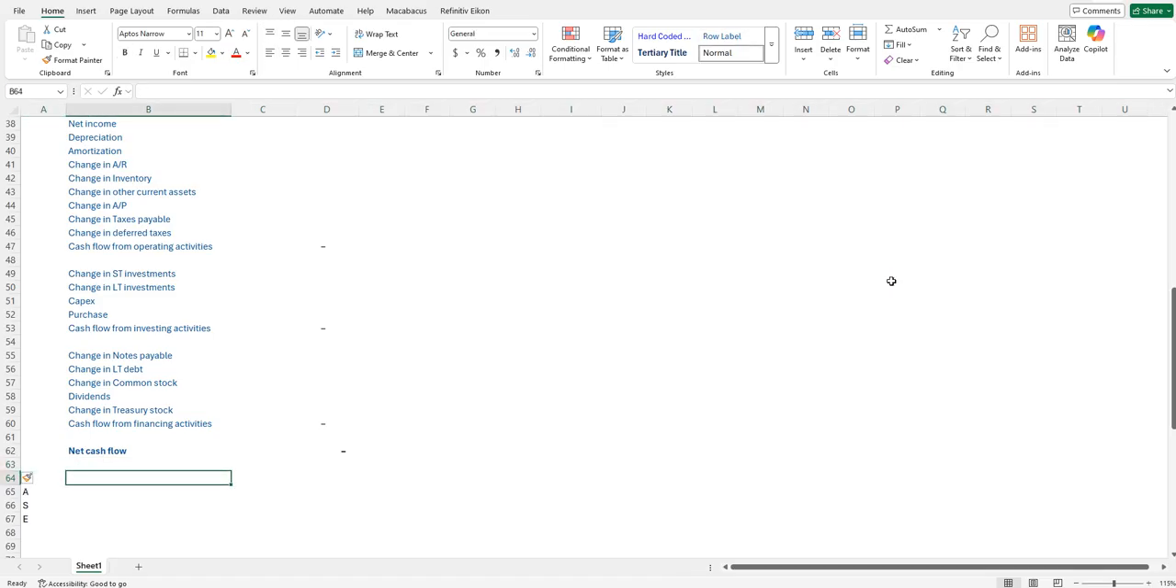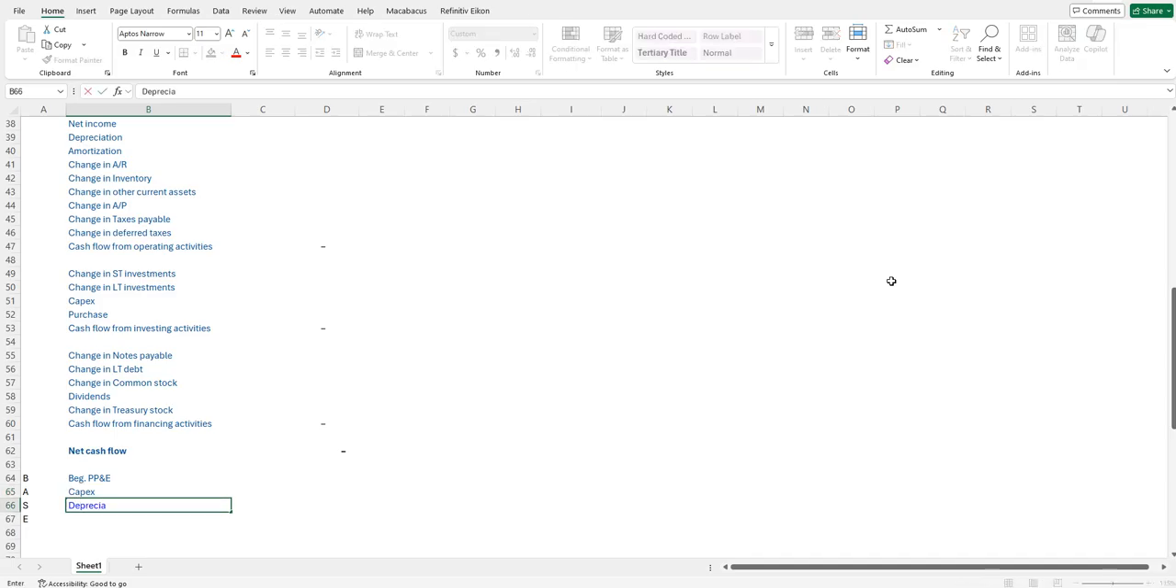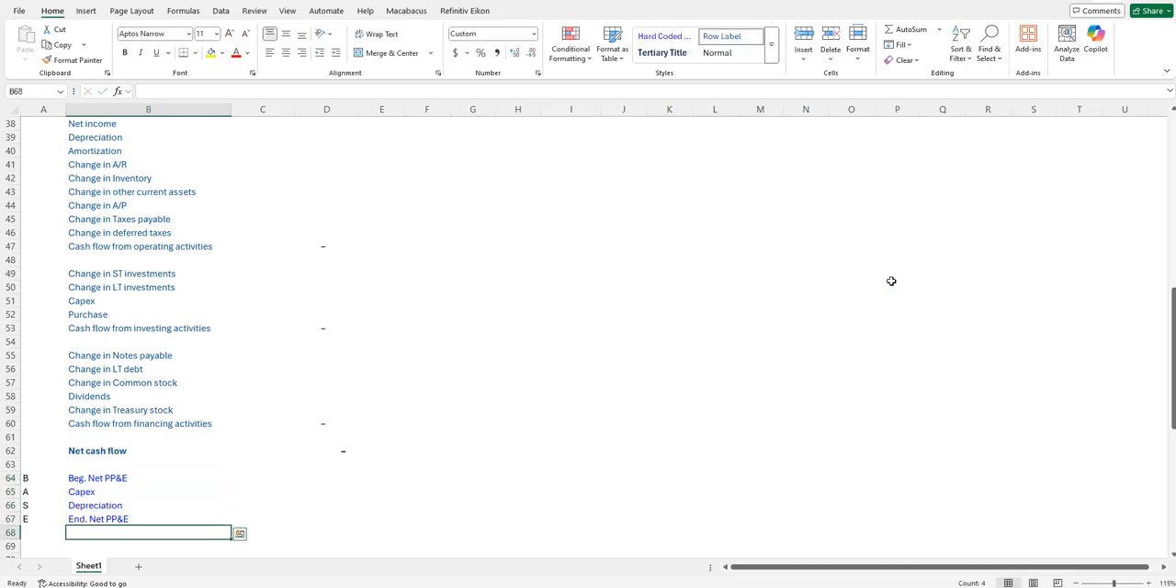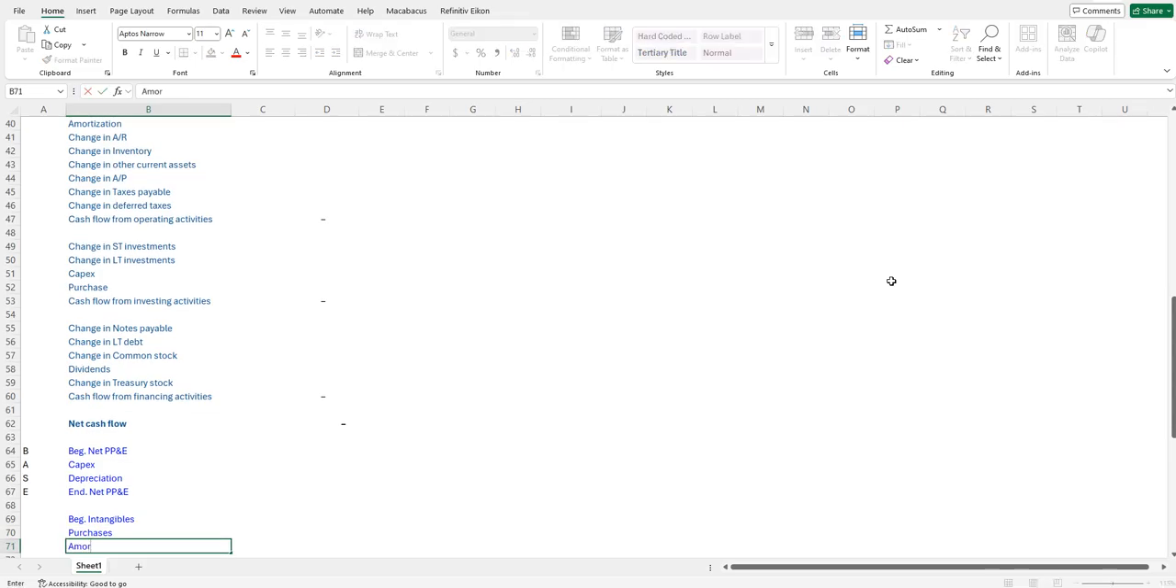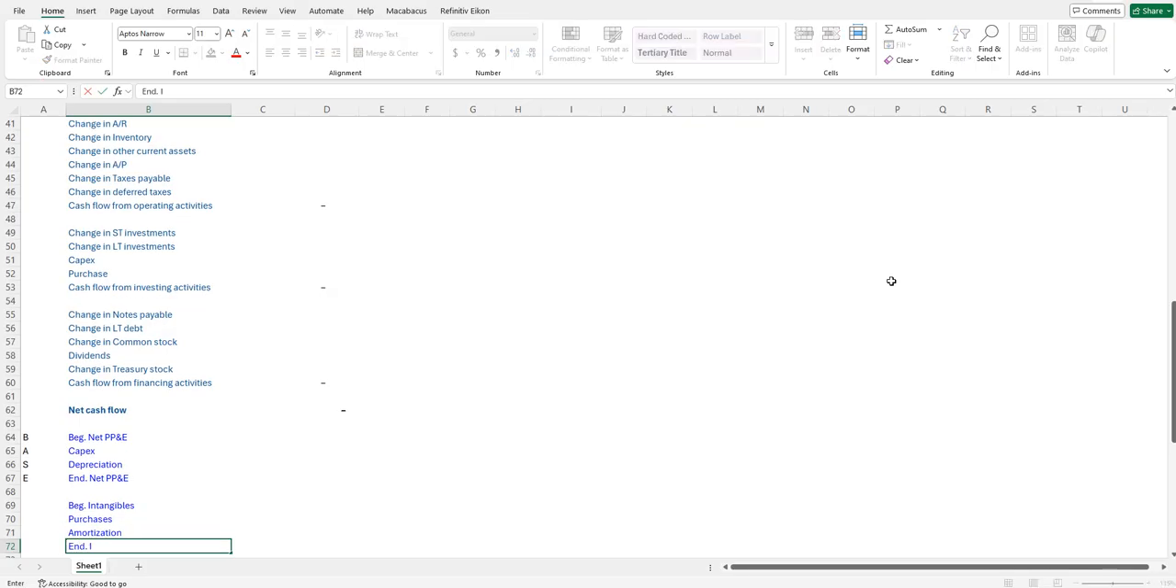So yeah, we start by calculating the capex here. So we will say this is the beginning PP&E, right? And then the capital expenditure, the capex, and then the depreciation, and then that will be the ending PP&E, okay? And the same for the purchase, right? The beginning intangibles, and then the purchases, and then the amortization, and that will be the ending intangible.